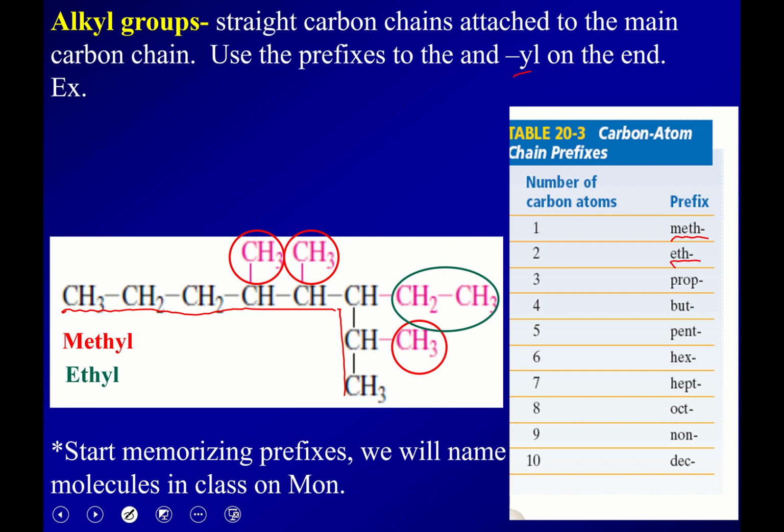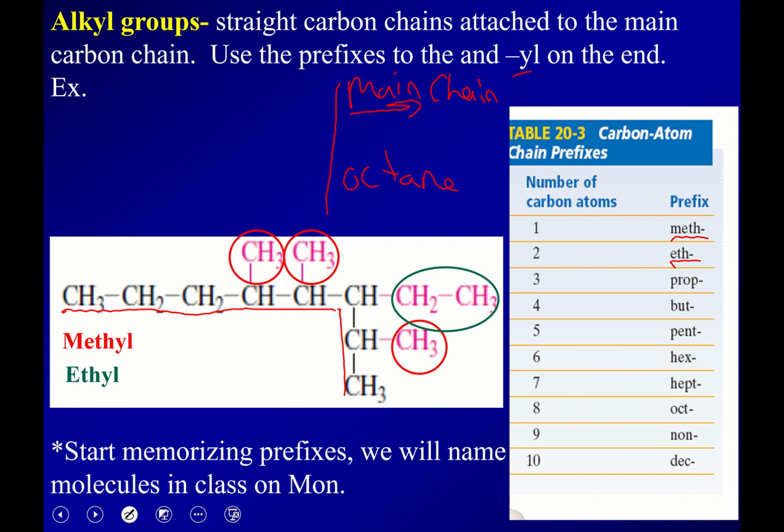So let's go ahead and name this. Basically, there's 2 parts to the name. I'm going to draw my line, and the part on the right is the name for the main carbon chain. Okay, and that one is going to be octane. Okay, that's our main carbon chain because it's got 8 carbons. Notice it ends in ane.